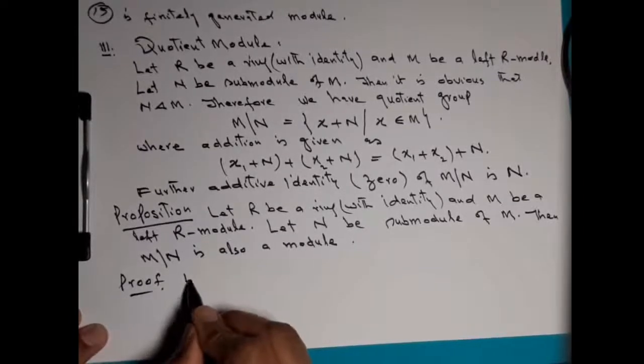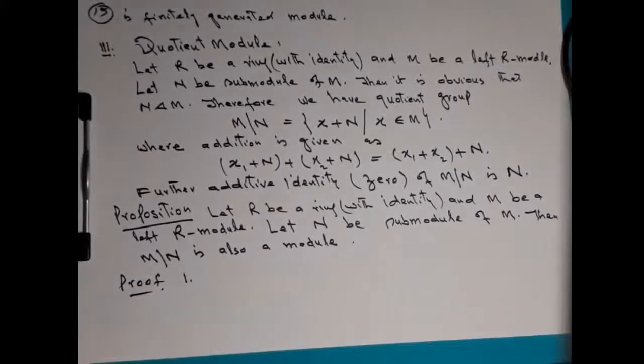First of all, first condition. For a module, we have to prove two sets of conditions. First one is the module has to be an abelian group. And secondly, scalar multiplication, and then those four conditions we already know. As far as M factor N being an abelian group, it is obvious because M is an abelian group.